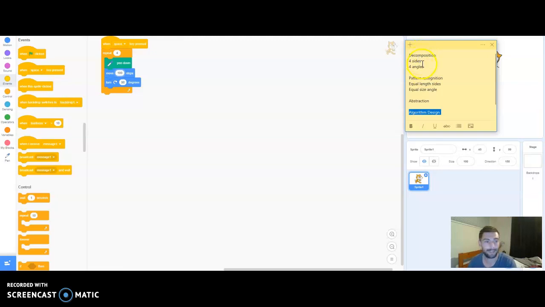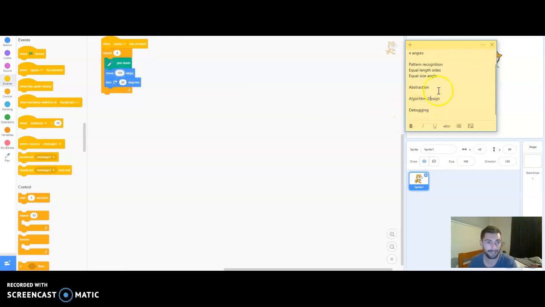Decomposition is breaking things down into smaller parts. These are all the small parts that make up our square. Pattern recognition, we wouldn't have been able to make our square if we didn't remember that a square has equal length sides and equal size angles. Our abstraction came when we found all of the pieces of our code that we needed from the large amount of code that was on our left hand side. It all came together to form an algorithm or a step-by-step process to creating our finished project.